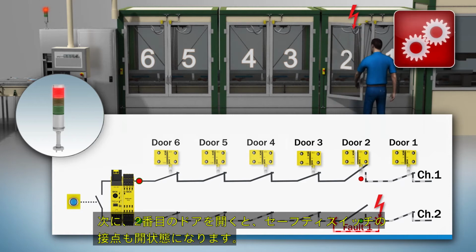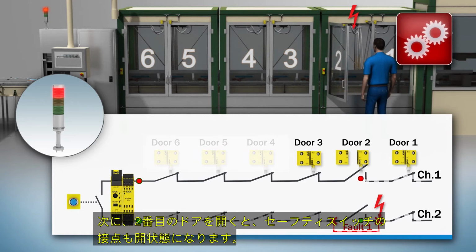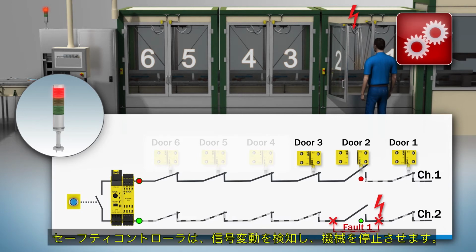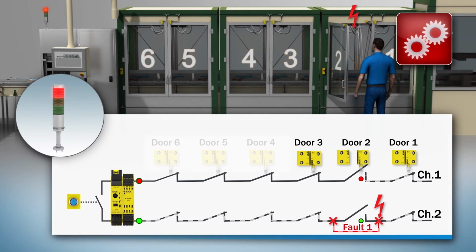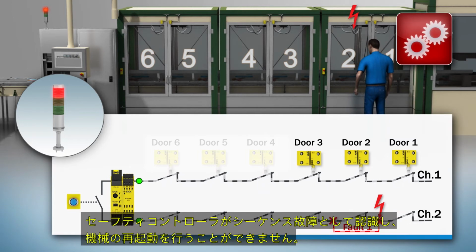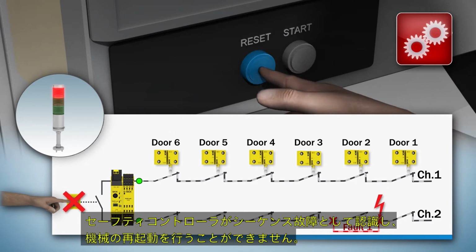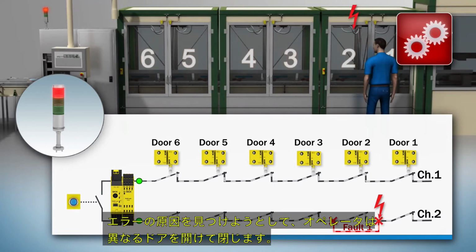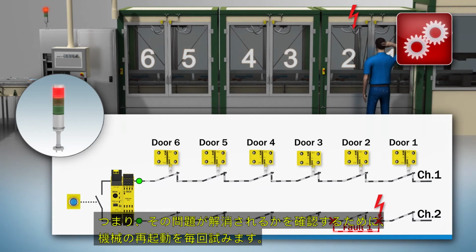Opening the second door opens the contacts of the second safety switch. Because of the short circuit on channel 2, the current flow is interrupted only on channel 1. The safety controller detects the signal change and switches the machine off. But because the signal change was detected on only one channel, the safety controller evaluates this as a sequence fault and will not allow the machine restart. Trying to find the cause of the error, the operator opens and closes different doors, each time trying to restart the machine to check if the problem is eliminated.